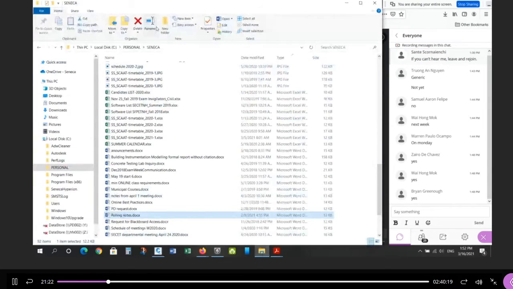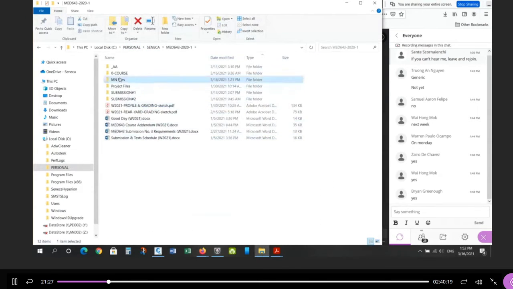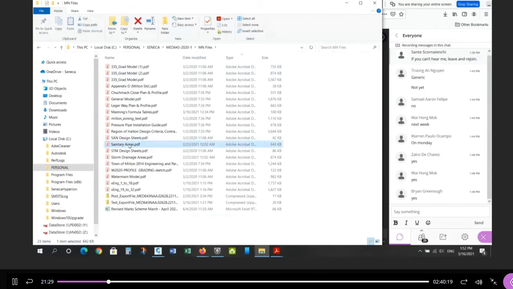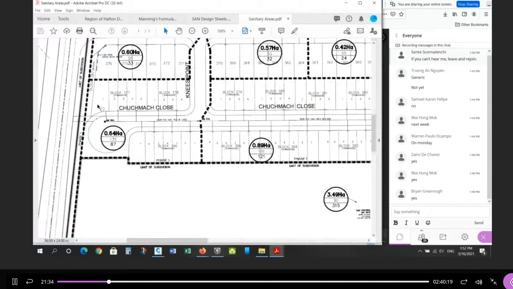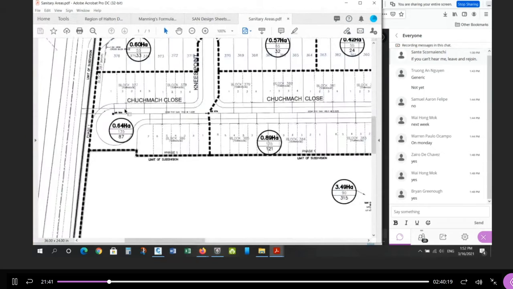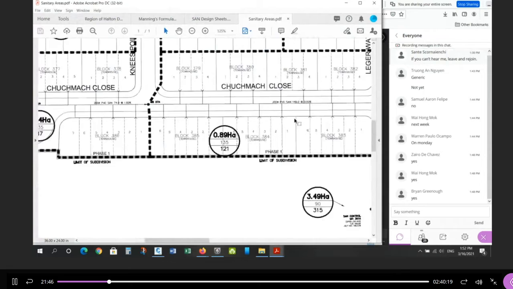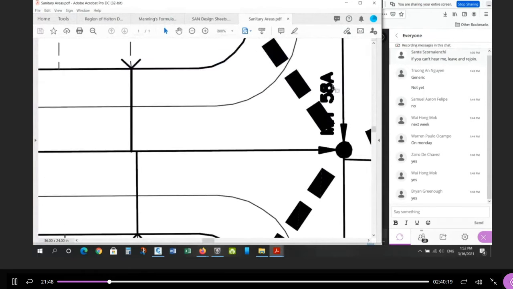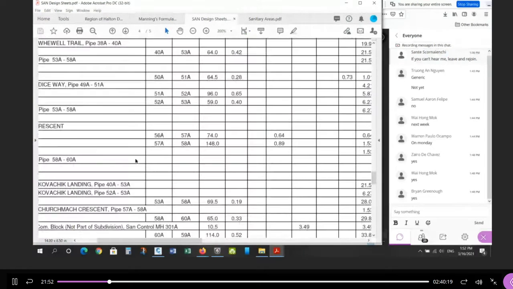We'll go to the drawings. So under Seneca MED sanitary drainage areas, I digitized these two areas here. There's an area tributary to the sewer that goes from 56A to 57A, and there's an area that's tributary to this other pipe on Chuchmont that goes from 57A all the way to 58A. And on the design sheet, you'll see that: 56 to 57, 57 to 58.